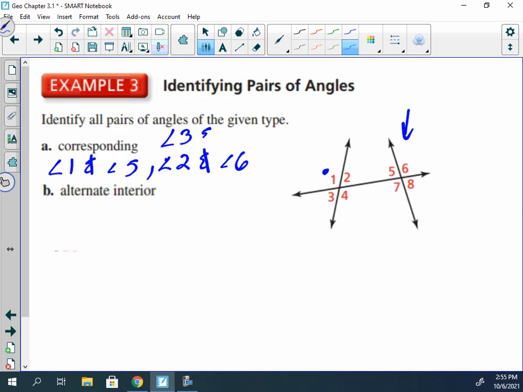How about 3? Because 3 is below and to the left, 7 is below and to the left. 4 and, because it's below and to the right, then we find below and to the right. They're in the same position, yes? So they correspond to each other. That's it.